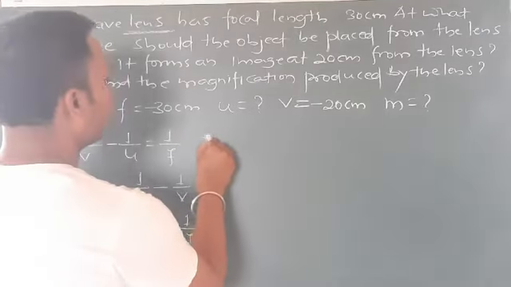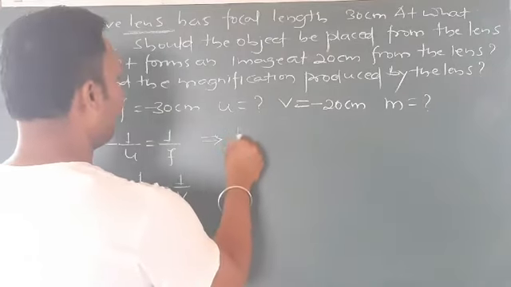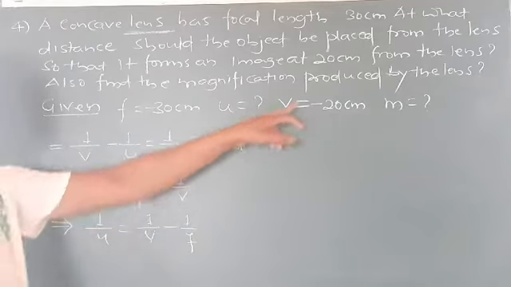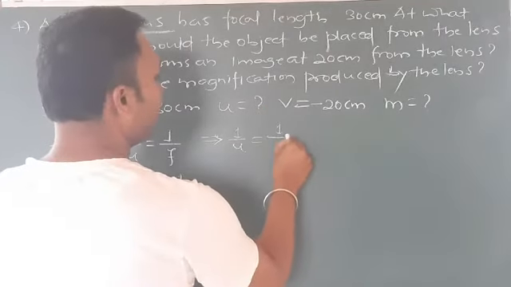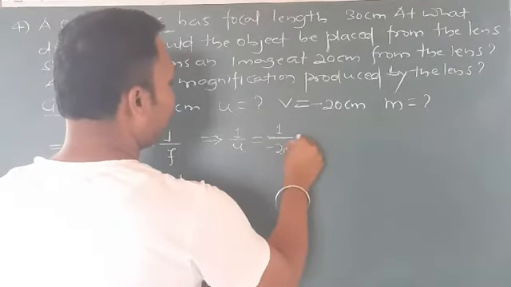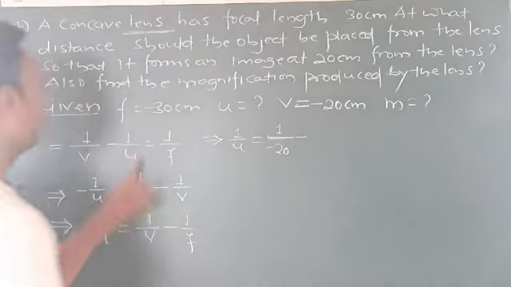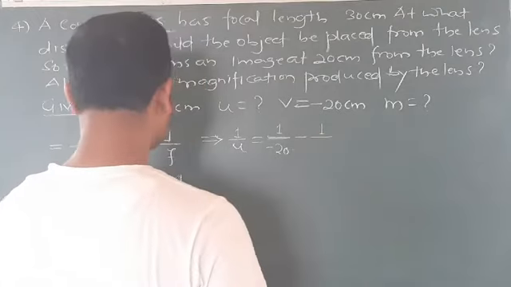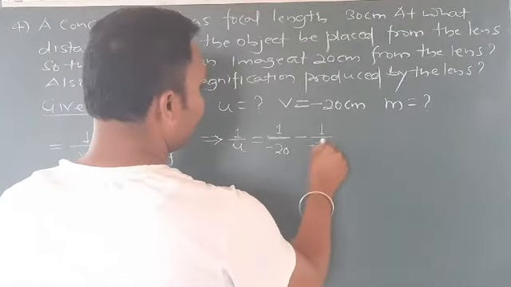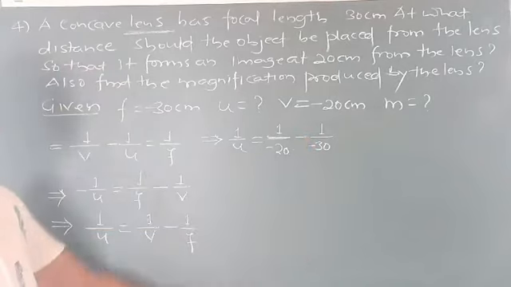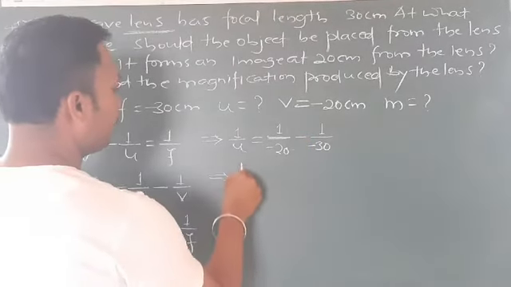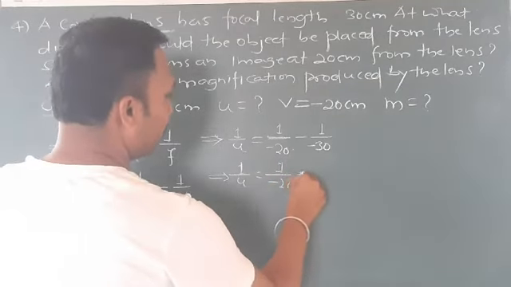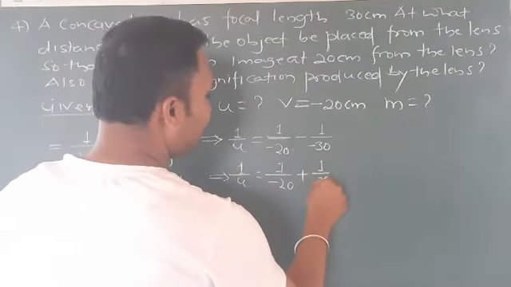Now we'll substitute the values here. So this becomes 1 by u is as it is here. This equal to 1 by v. So v we have 1 divided by minus of 20. Now it is minus again, so 1 by f, f we have minus of 30. Now minus into minus is again plus. So this implies 1 by u is equal to 1 by minus 20 plus 1 by 30.